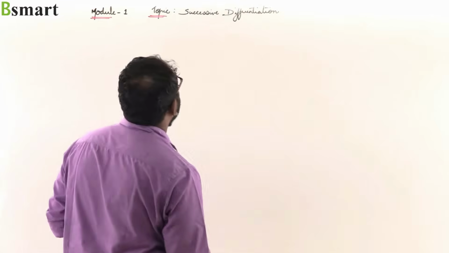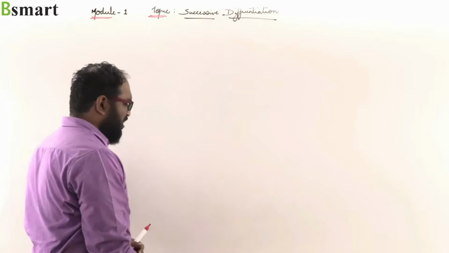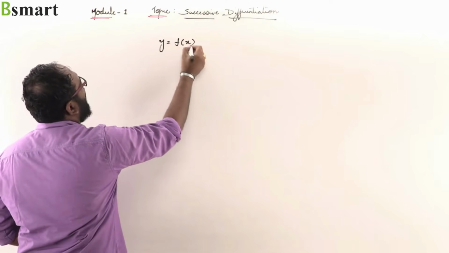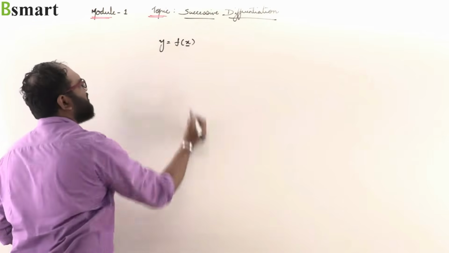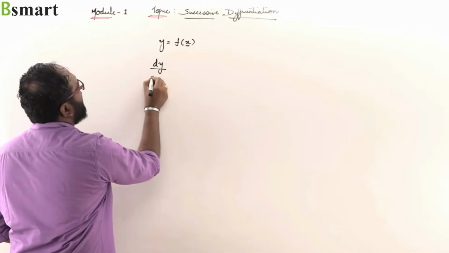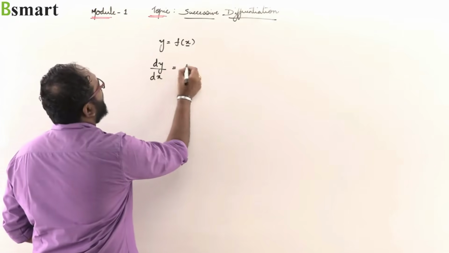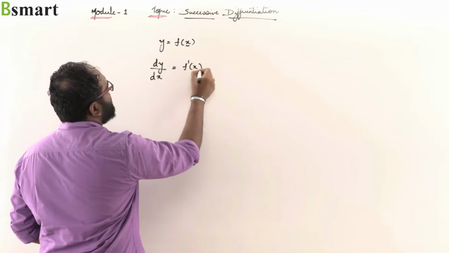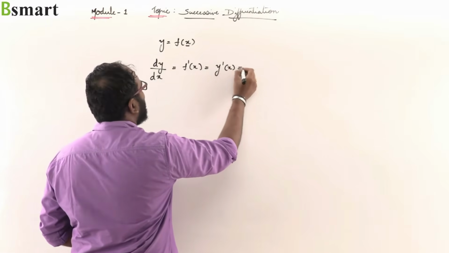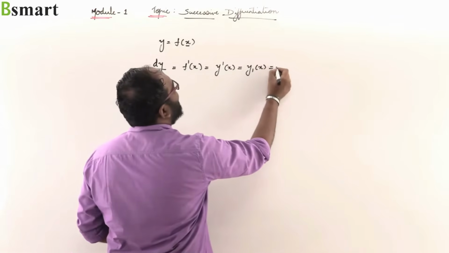Now we are going to learn about the successive differentiation of a function. Let us say we have a function y equals f of x of one independent variable, that is x. And we all know how to write the derivative. The derivative is written as the first order derivative, that is dy by dx, or that will be written as f dash of x, or that can be written as y dash of x, or that can be written as y1 of x, or again we can write this as dy.